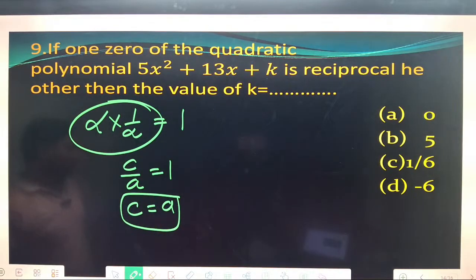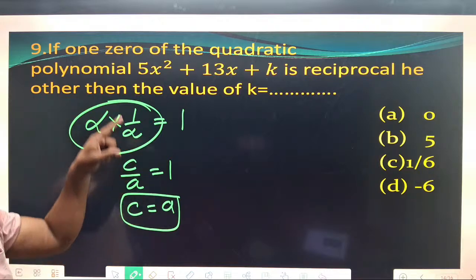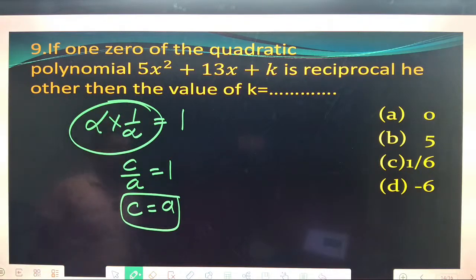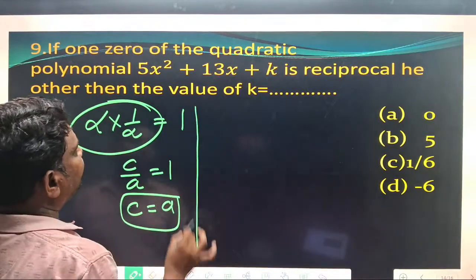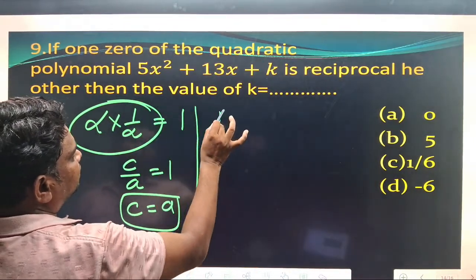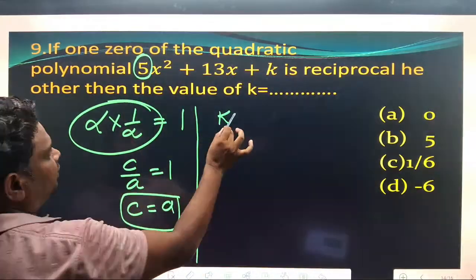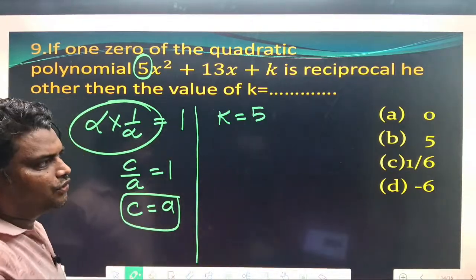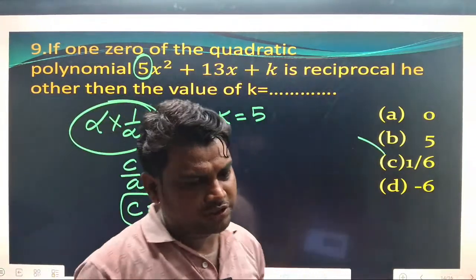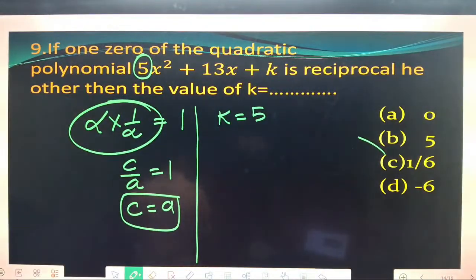If the zeros of a polynomial are reciprocals, then you use the relation c is equal to a and solve for the value of k. Very, very easy question. Now you see here, the value of c is equal to k and the value of a is equal to 5. So option B is correct, everyone.